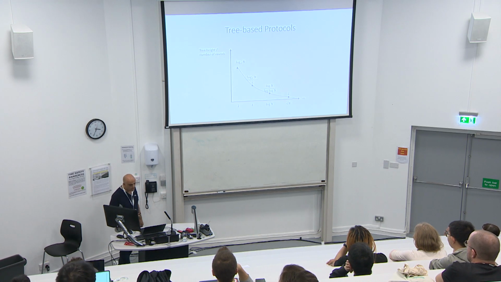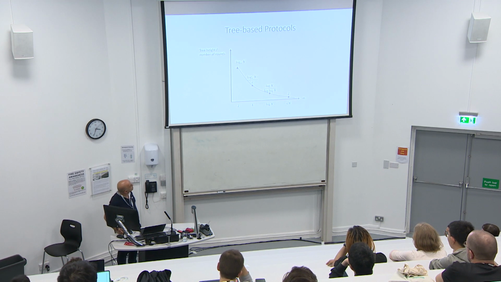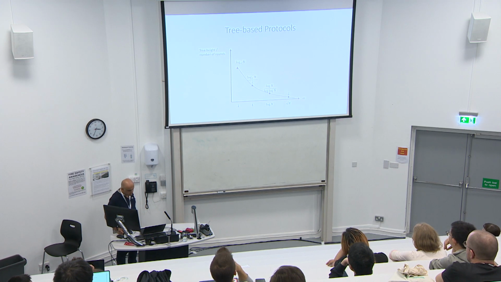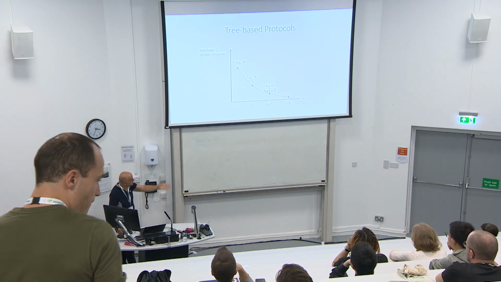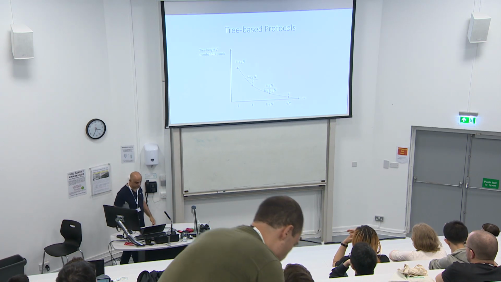So this is how the round complexity of the tree-based protocols depends on m. If we take m to be a constant, we get a number of rounds which is O of log n. If we take m to be some root of n, the number of inputs, we get a constant number of rounds. Of course, there is a trade-off which is very clear here.